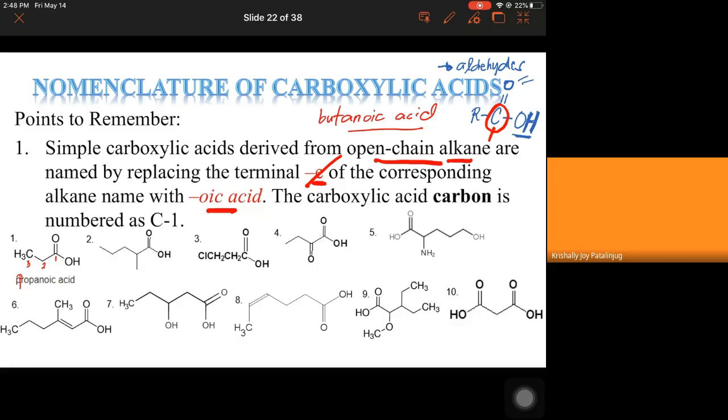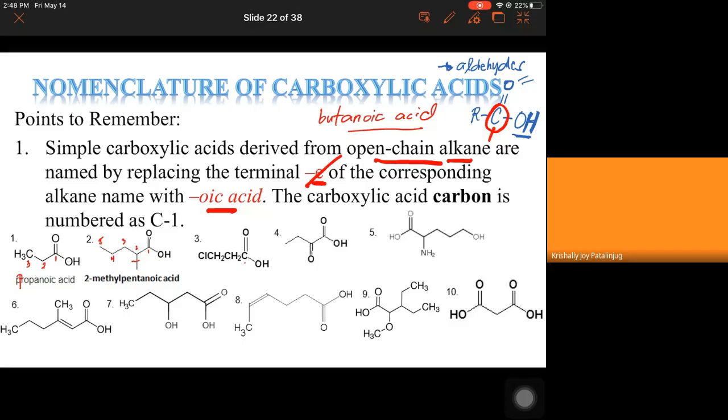Okay, next, number 2. So this would be carbon 1, 2, 3, 4, 5, pentane. Change the ending E to oic acid, pentanoic acid. There is a substituent at carbon 2. So that becomes 2-methyl. A methyl on carbon 2, 2-methylpentanoic acid.